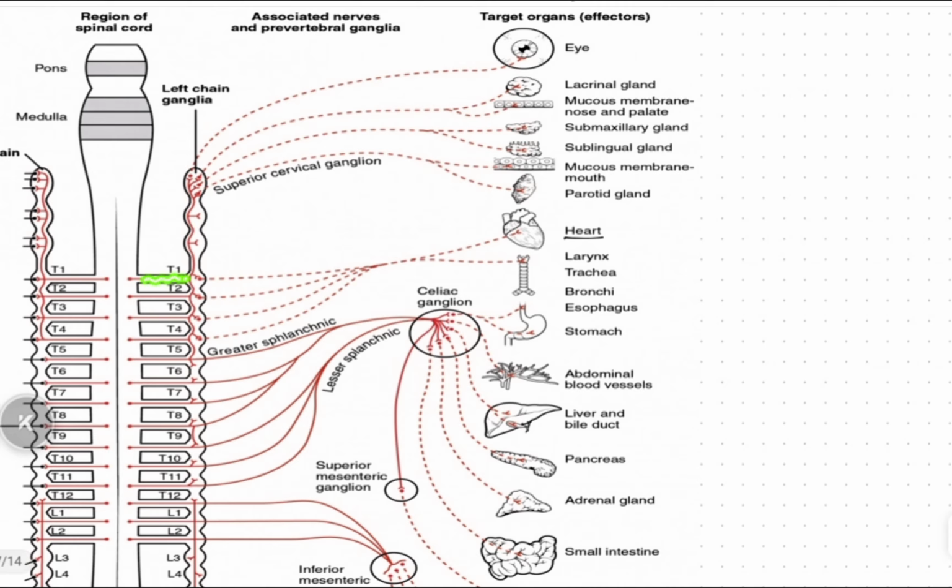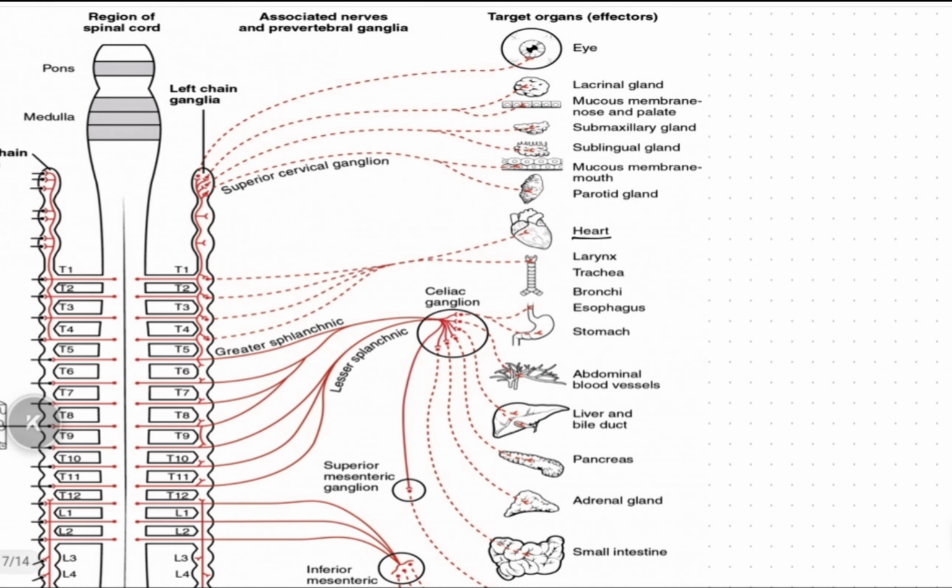It can either go in the upward direction and form ganglion somewhere here. It can move in the downward direction and form ganglion somewhere here or here. And it can also form ganglion just adjacent to its respective vertebra here. Whatever the position of these ganglion are, the preganglionic nerve fiber follows the course of white rami communicants, and the postganglionic nerve fiber follows the course of gray rami communicants. So these ganglion are termed chain ganglion.